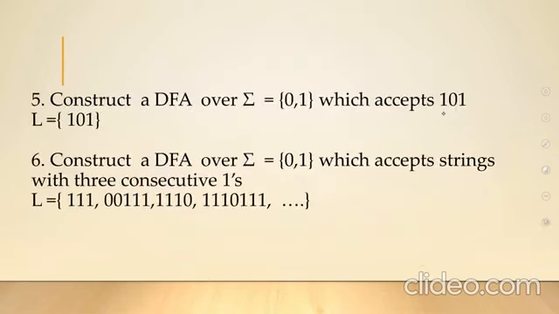Okay, we'll do one more problem. For the next one, construct a DFA over sigma equal to 0, 1, which accepts 101. Only a single string they accept, only the single string 101. Now always have in mind, when the language specifies an equal to or a less than, look here, this is an equal to case, the length.